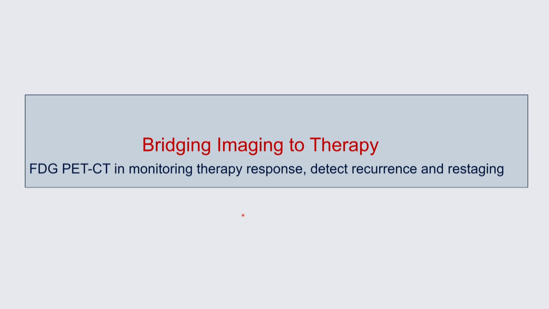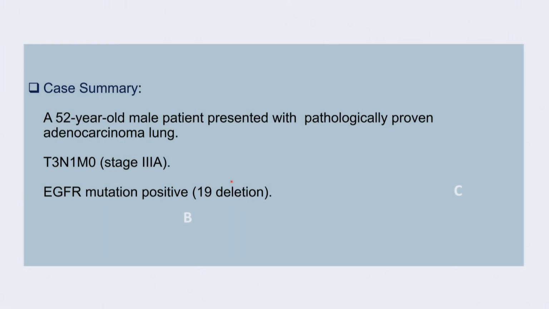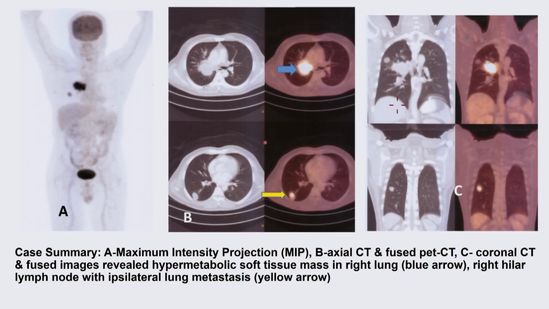PET can bridge imaging to therapy. It can monitor therapy response, detect recurrence rate and restaging. A 52-year-old male patient presented with pathologically proven adenocarcinoma of the lung and was stage 3A. His EGFR mutation was positive, that is, exon 19 deletion. In the baseline scan, we can see a hypermetabolic mass in the right lung and also a same-sided nodule, an ipsilateral lung nodule.